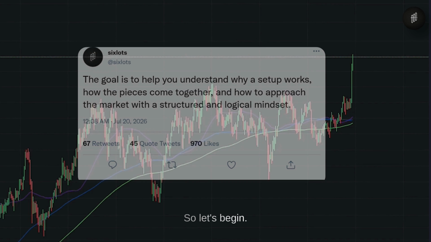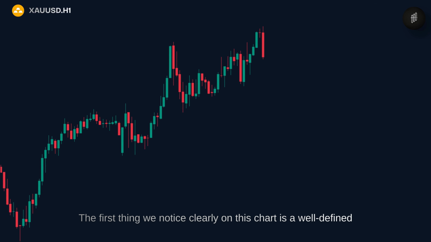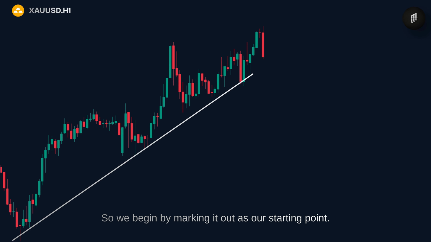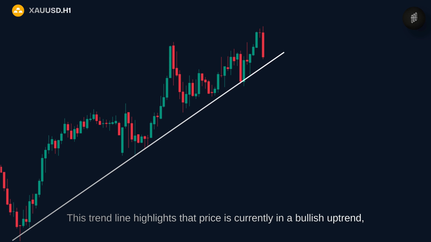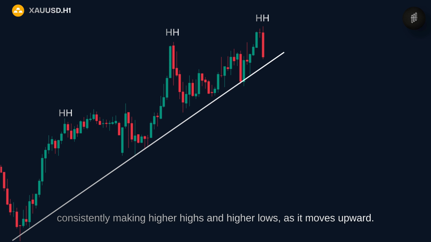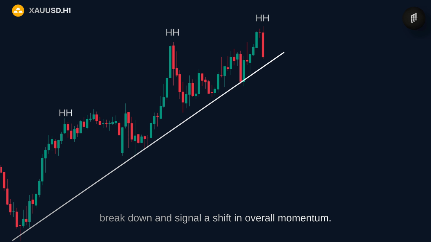So let's begin. The first thing we notice clearly on this chart is a well-defined trend line. So we begin by marking it out as our starting point. This trend line highlights that price is currently in a bullish uptrend, consistently making higher highs and higher lows as it moves upward. However, despite this bullish structure, we are looking for a reversal, anticipating that this trend line may eventually break down and signal a shift in overall momentum.